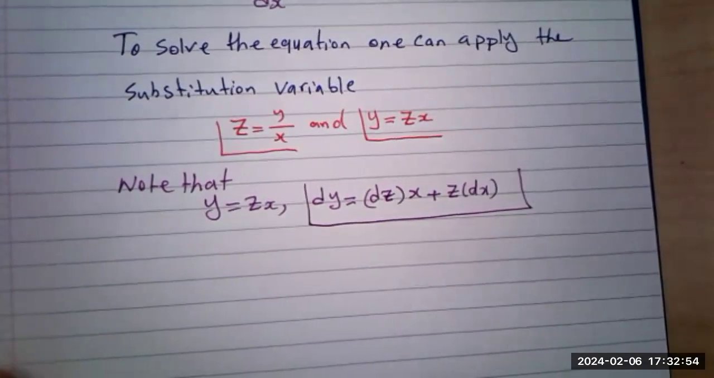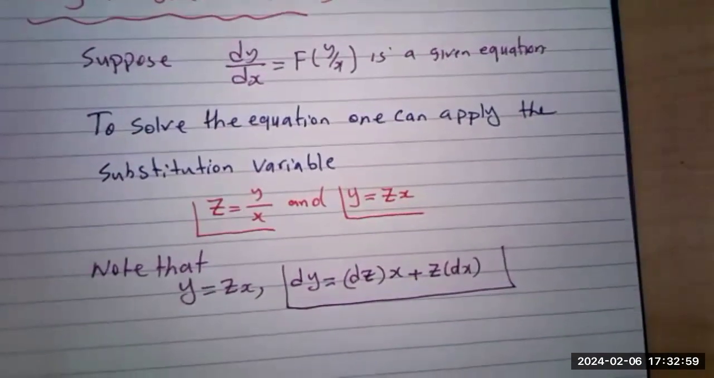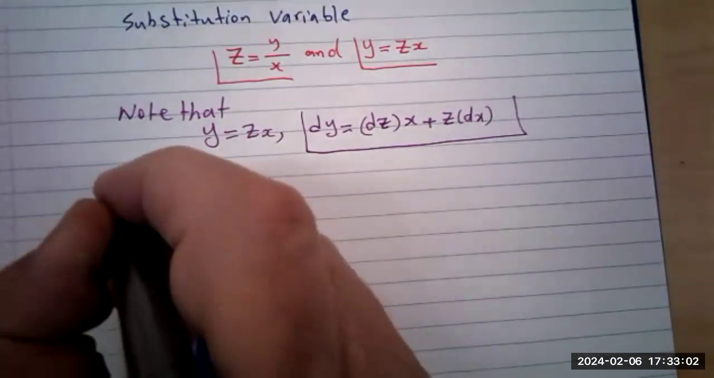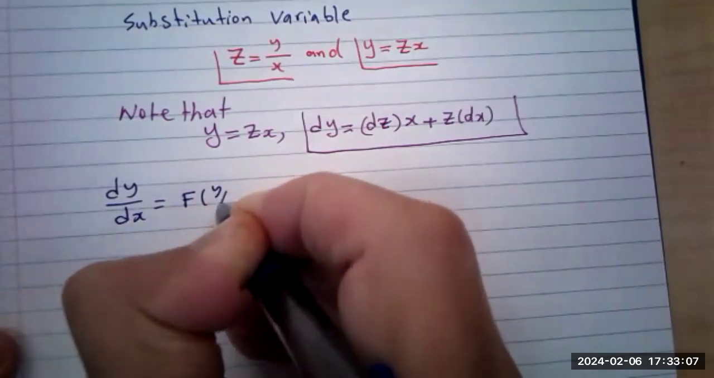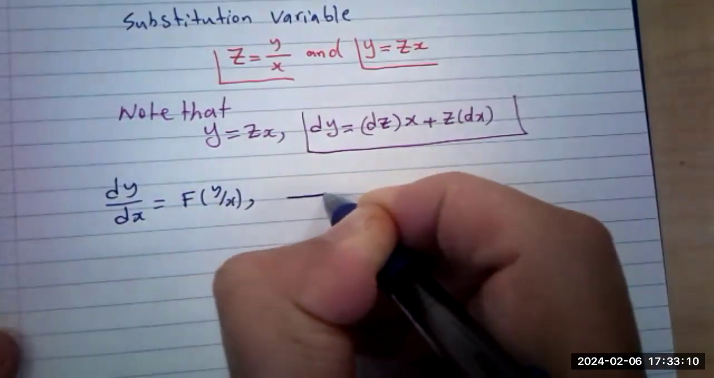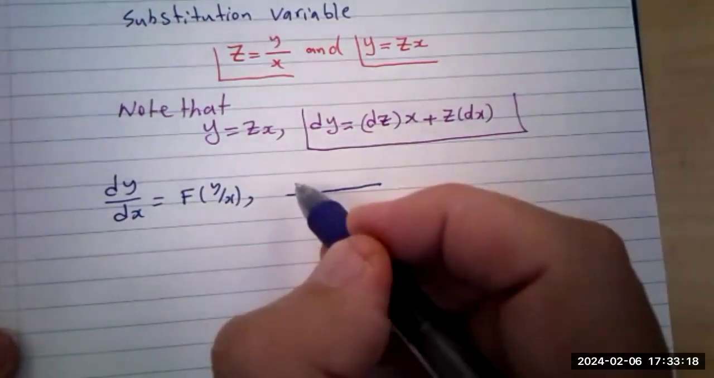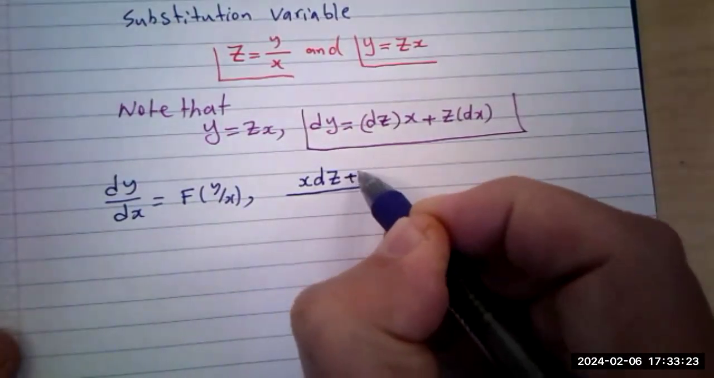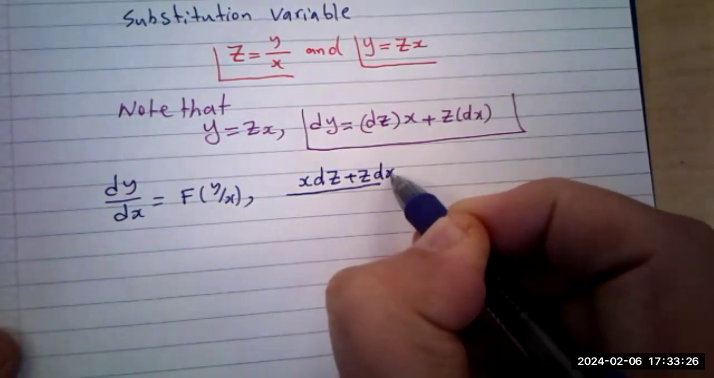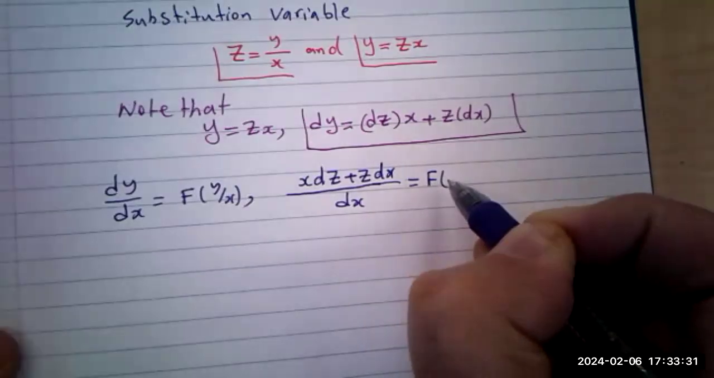Okay, go back to the equation and substitute. So what is the equation? Look at this. This is your equation. Start with the given equation: dy over dx equal to f of y over x. Substitute. What do you have? You have the dy. Substitute for dy on the top. So it's going to be x dz plus z dx on the top, over dx, is equal to f of z.